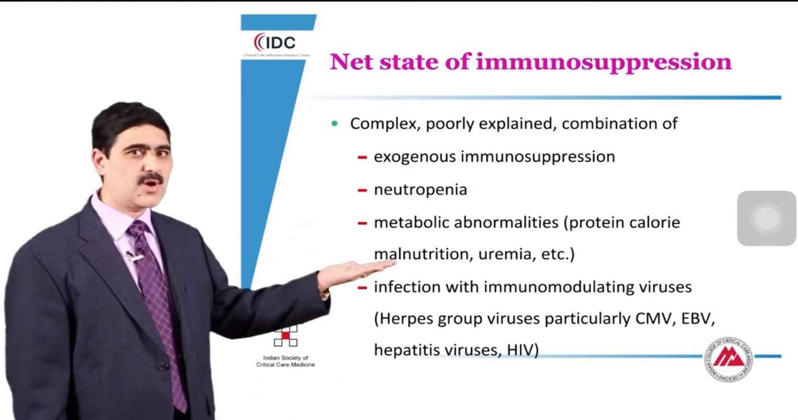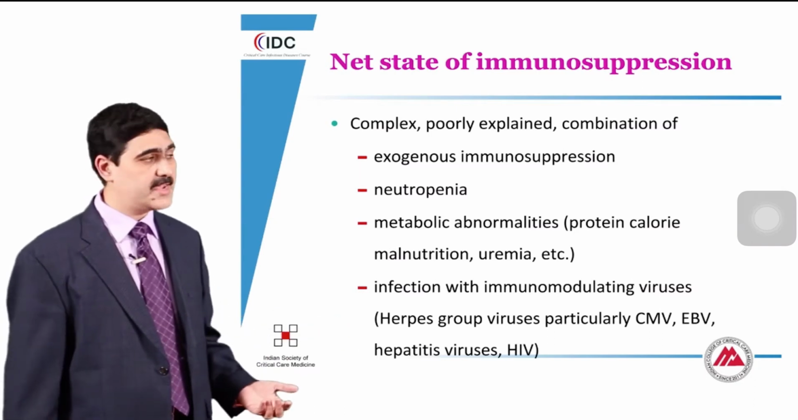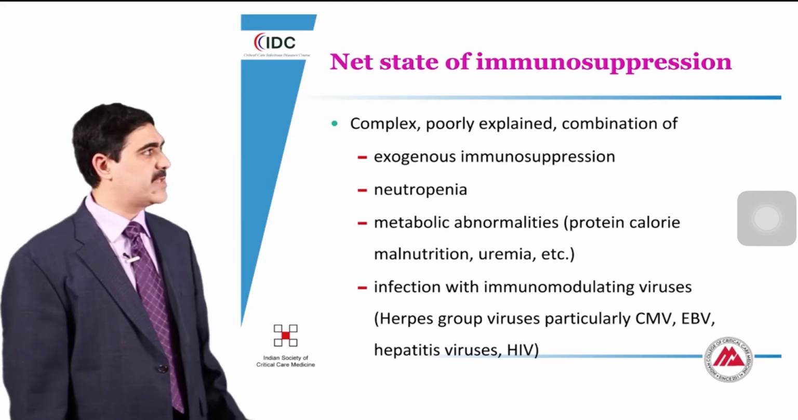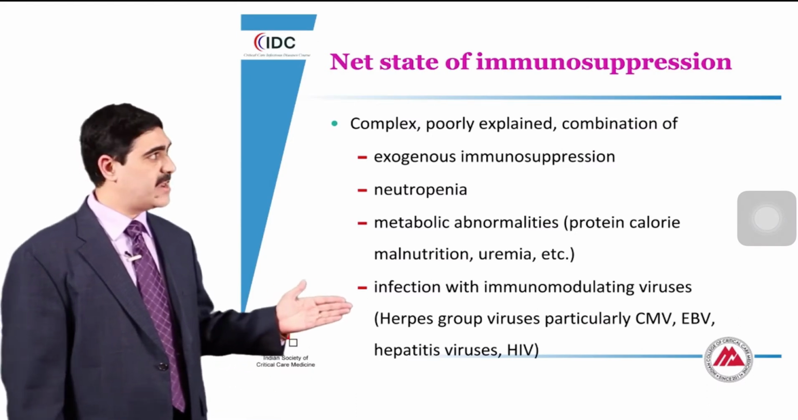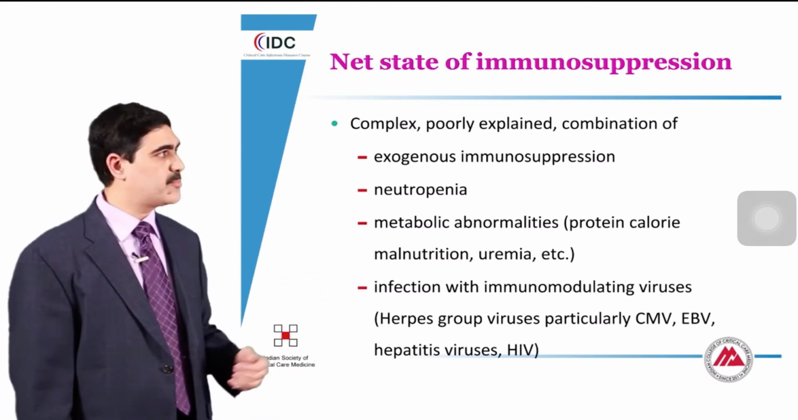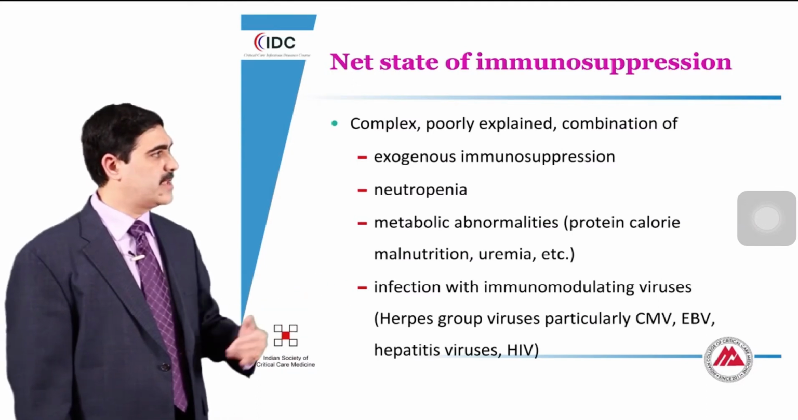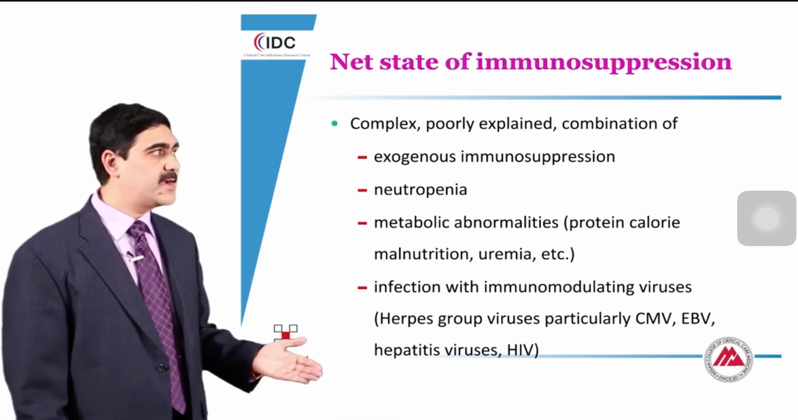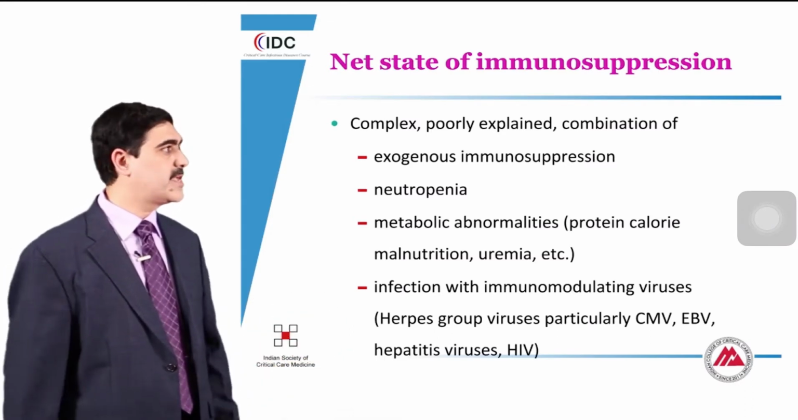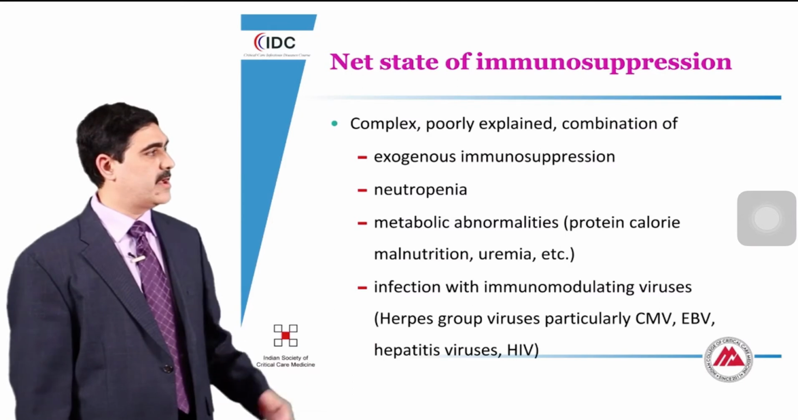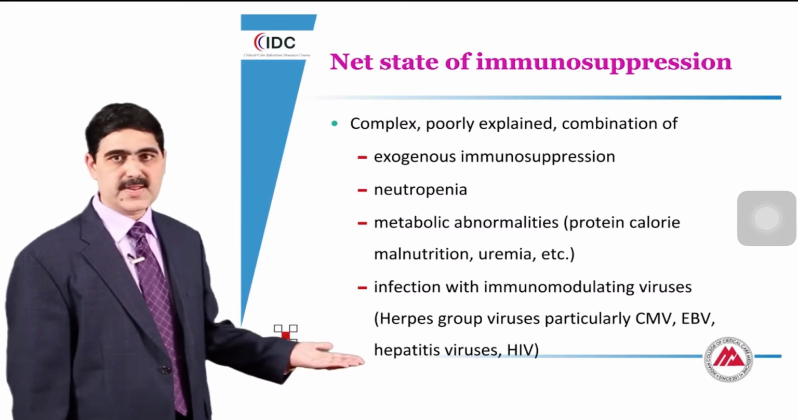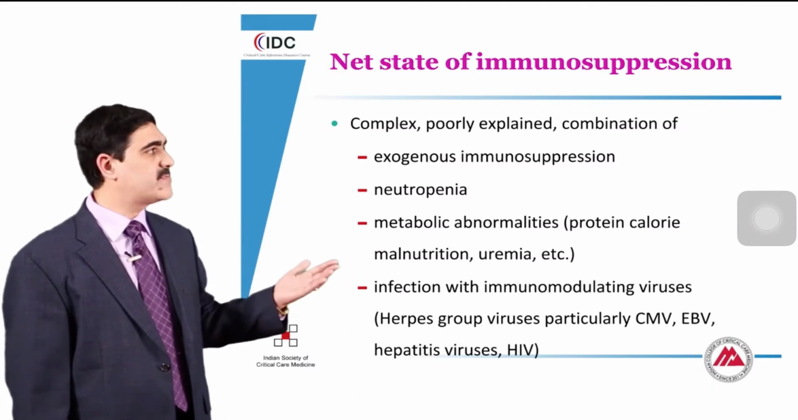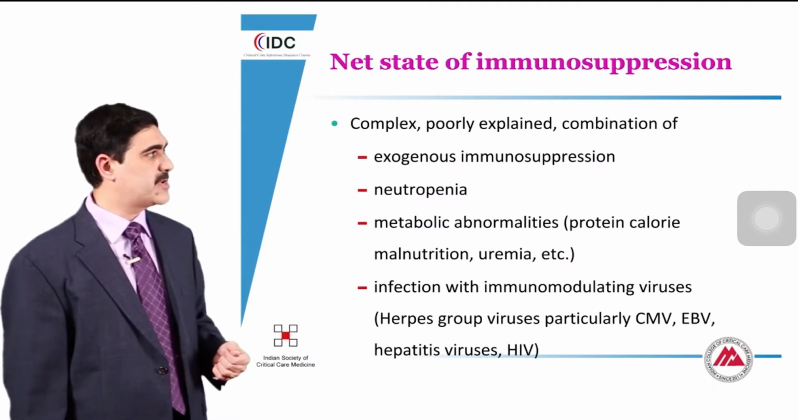One is the exogenous immunosuppression, if they are on any medications that could be contributing to their immune status being lesser. Neutropenia by itself, and we will focus on an approach to neutropenic patients in a subsequent part of this lecture. Any other metabolic abnormalities which could also be contributing to the status of lowered immunity, like protein calorie malnutrition, uremia, hyperglycemia, any of these could also be contributing to the immune suppression.